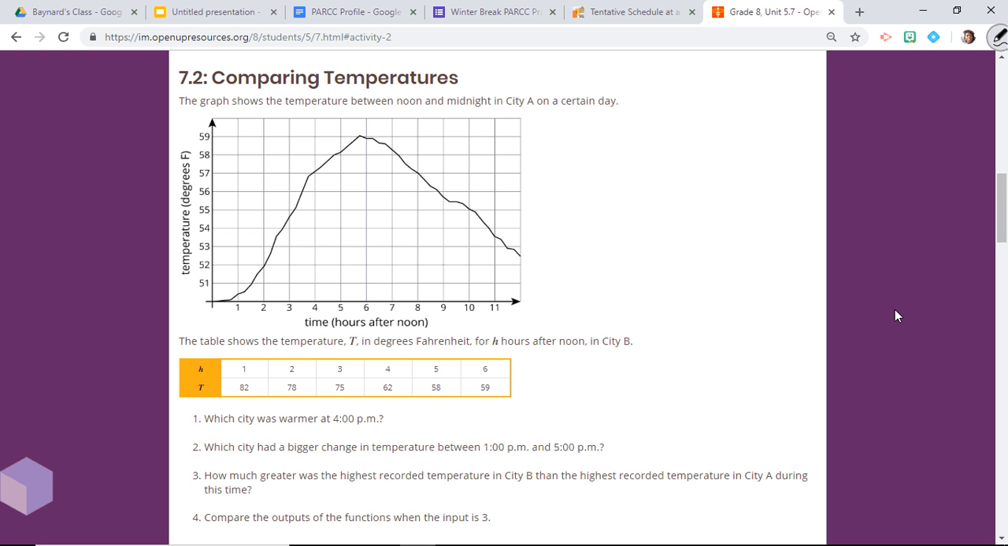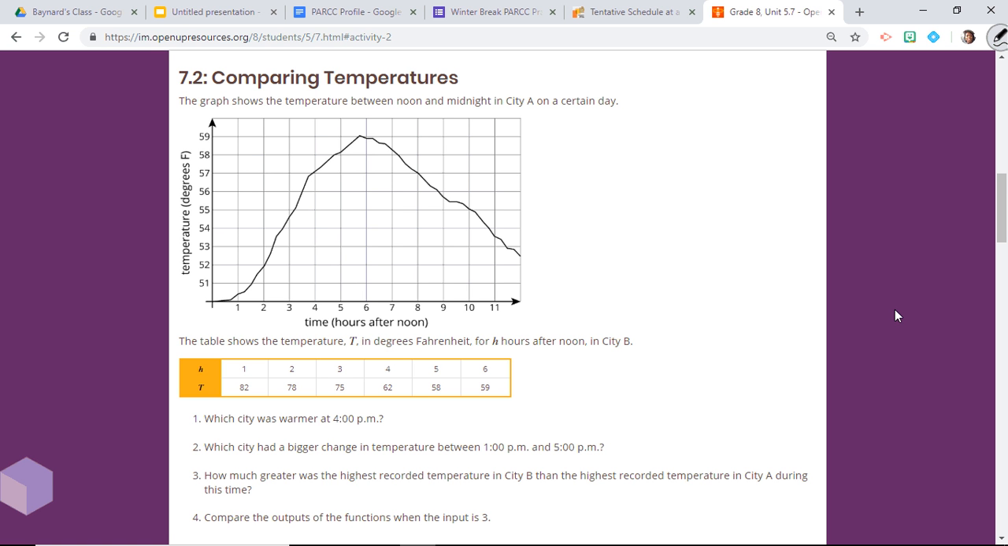Alright, so this is 7.2, comparing temperatures. The graph shows the temperature between noon and midnight in City A on a certain day. And then further below, the table shows the temperature in degrees Fahrenheit, with H in hours, afternoon, in City B. So we have two different representations. One's a graph, one's a table, and we're going to compare the temperatures between City A and City B.